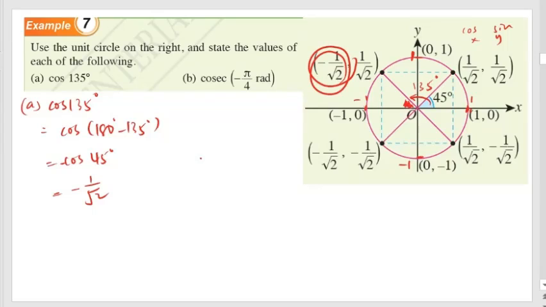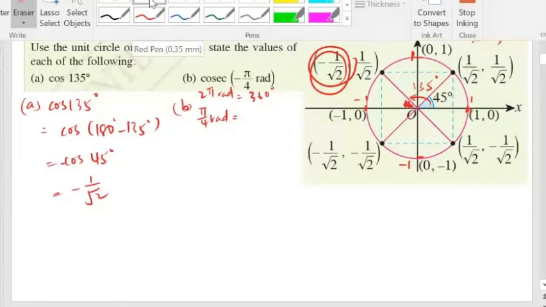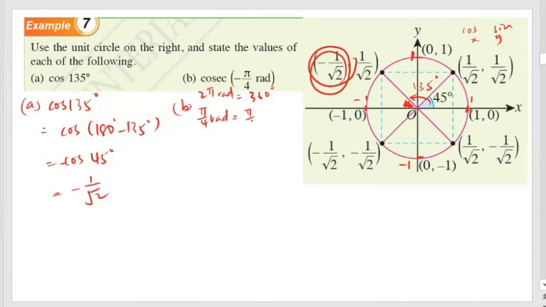Can see this? Can? Then B, cosec of -pi/4 radian. Pi over 4 radian is equal to what degree? 2 pi radian is 360, right? So pi over 4 radian is what? If you cannot figure it out, I will change it into degrees. But if you can figure it out, you know it's 45 degrees. So now we change. Pi over 4 radian, change into degrees by 180 over pi. So you get 45 degrees.